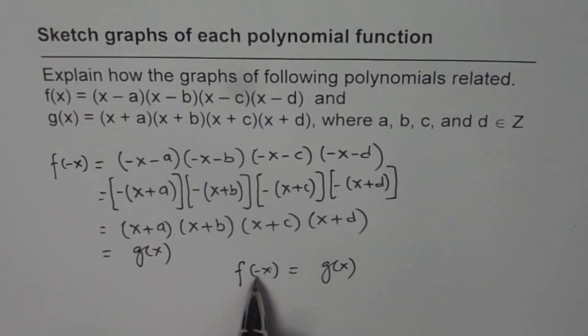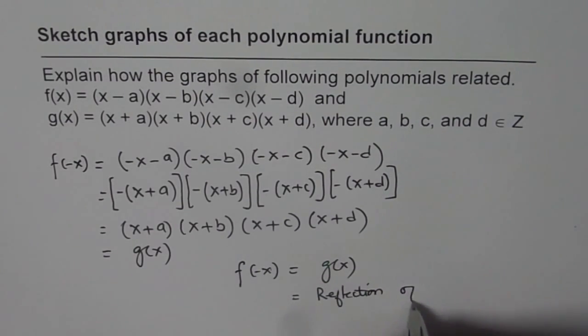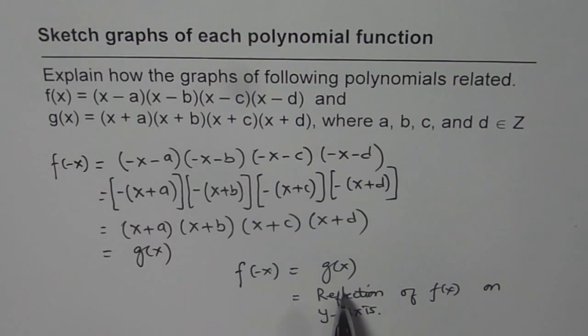That means what? Minus x means horizontally reflected on the y-axis, correct? So g of x is what? g of x could be seen as a reflection of function f of x on the y-axis, right? So that is how they are related, correct? So if you take values of a, b, c, and d, some integers, and graph them, then g of x will be a mirror image of f of x with the mirror placed on the y-axis. Do you understand? So that is how these two functions are related.